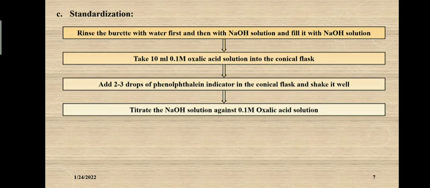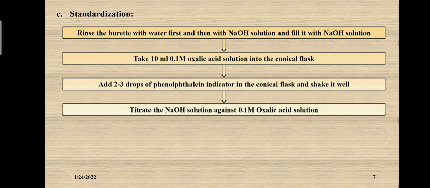Next is the standardization procedure. First, the burette is rinsed with normal water and then rinsed with the sodium hydroxide solution, and then filled with the sodium hydroxide solution. Take 10 ml of the 0.1 molar oxalic acid solution in the conical flask, add 2 to 3 drops of phenolphthalein indicator, and shake it well. Titrate the NaOH solution against the 0.1 molar oxalic acid solution.